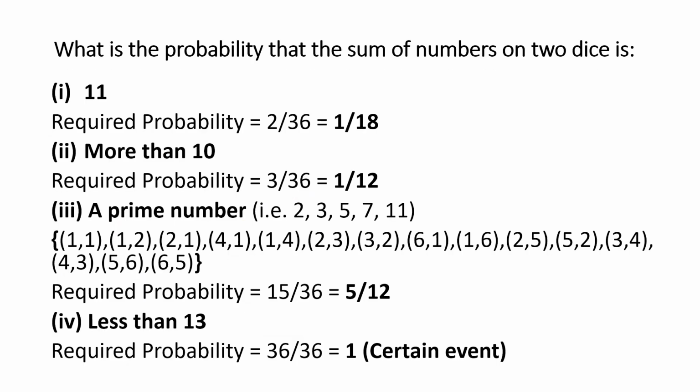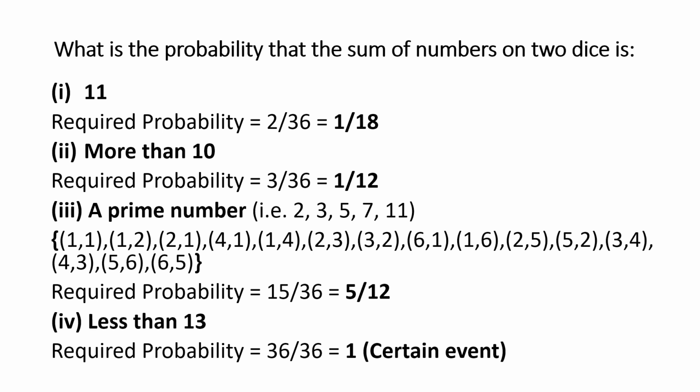Now when 2 dice are thrown once, what is the probability, first case, that the sum of numbers on the 2 dice is 11? Which are the possibilities? 5 on the first and 6 on the second, or 6 on the first and 5 on the second. So our favorable outcomes would be 2 and total outcomes we have just seen, it is 36. 2 upon 36 or 1 upon 18.